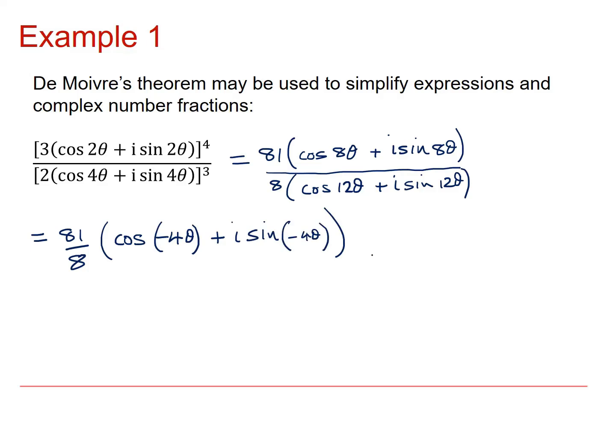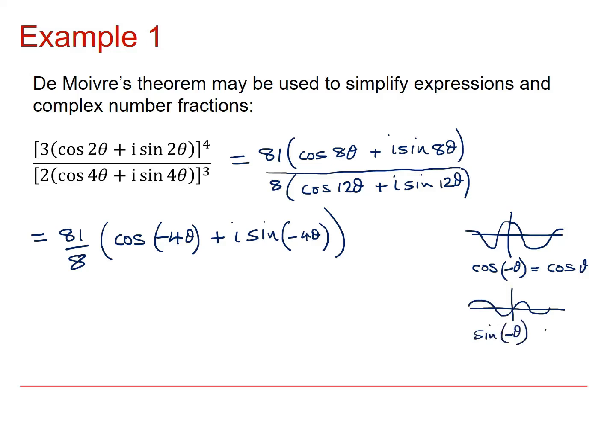Now just need to tidy up these minus signs. So if we think about cos, it helps just to think about the curve. Cos theta is an even function, symmetrical about the axis, so the cos of minus theta is equal to cos theta, and sine theta is an odd function. It has a rotational symmetry rather than a reflexive symmetry, and so the sine of minus theta is equal to minus sine theta.